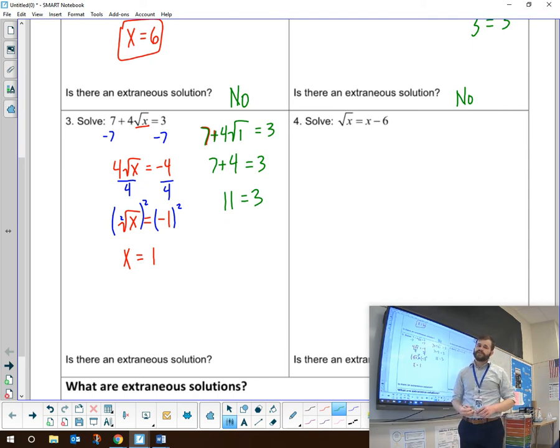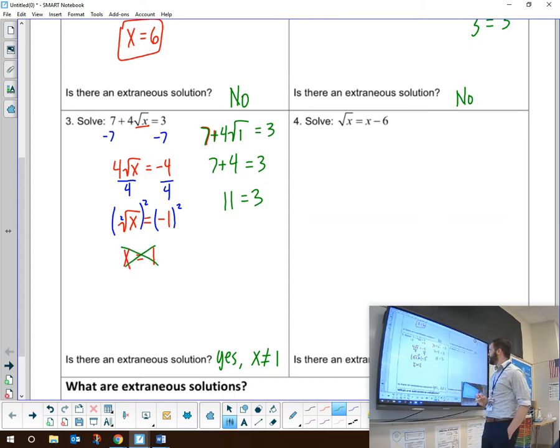It's possible to get an extraneous solution if we have a square root that equals a negative. So if you ever see just a square root by itself equal a negative, you might get an extraneous solution. In fact, you probably will. So this one, we're going to say yes, and we're going to say x cannot equal 1. That's my extraneous solution. Okay?